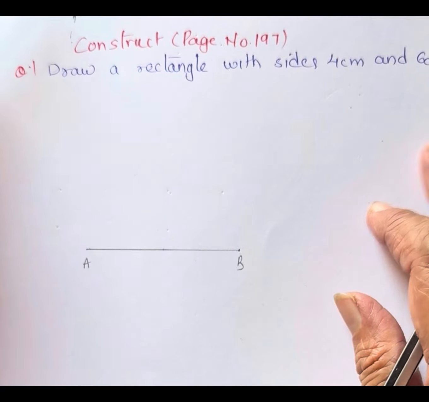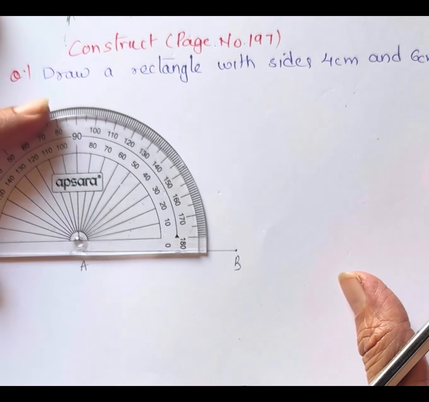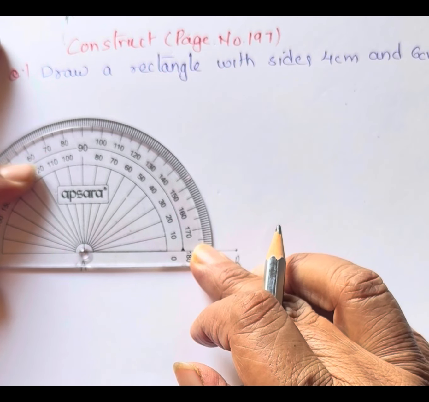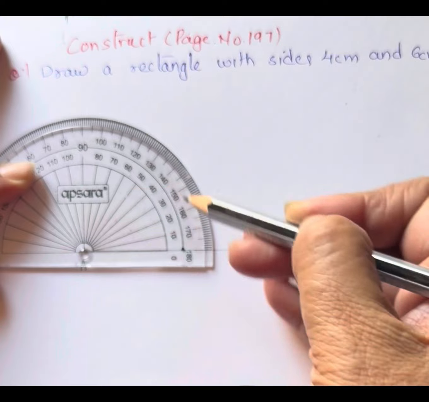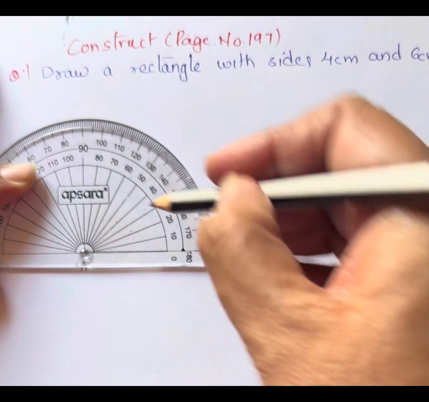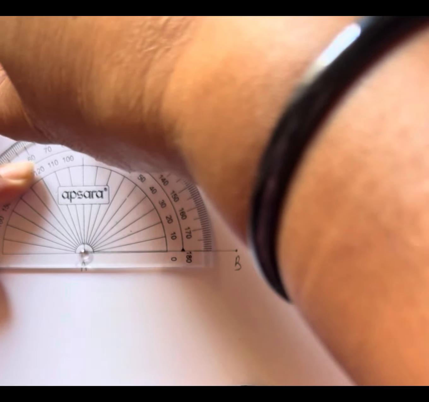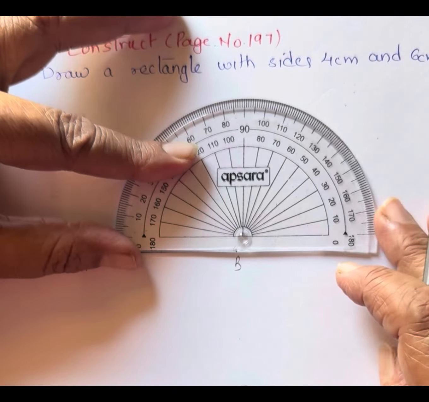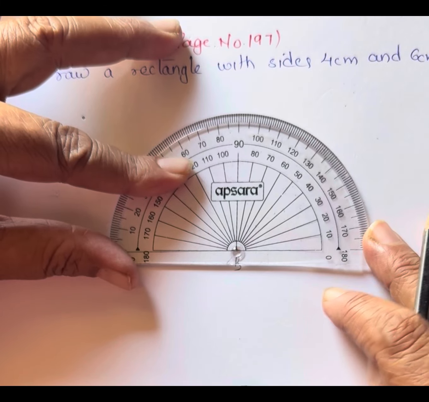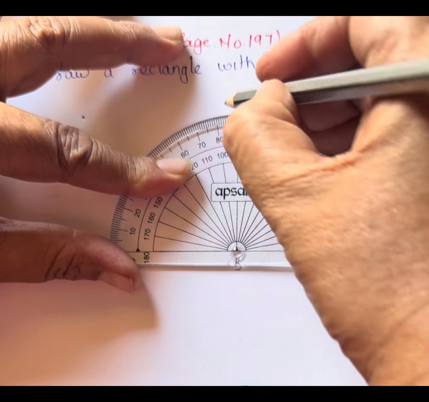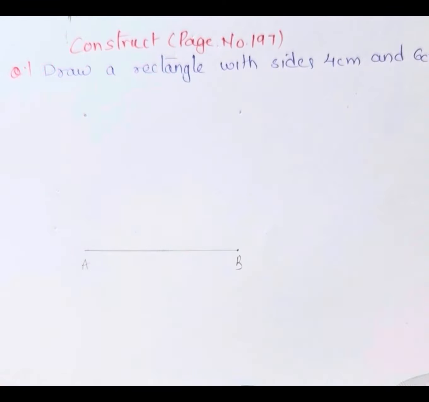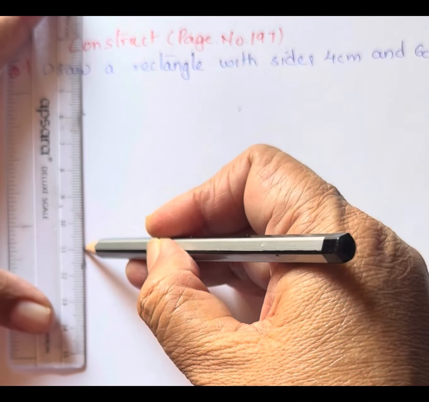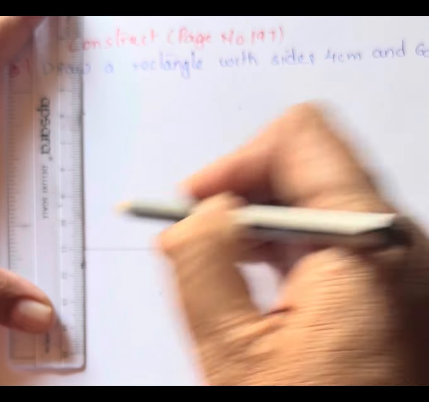Now keep the center of the protractor at point A, and see that the baseline overlaps. So mark a point here at 90 degree. Similarly, we can mark a point keeping B as a center. We do both the steps together. And then make a sufficiently long line.